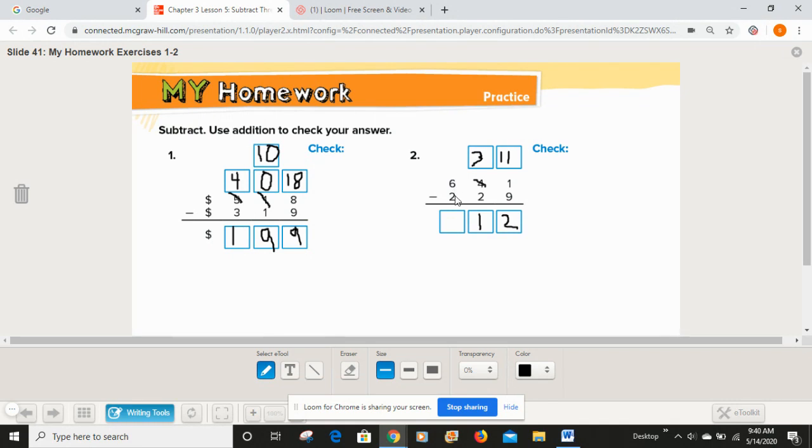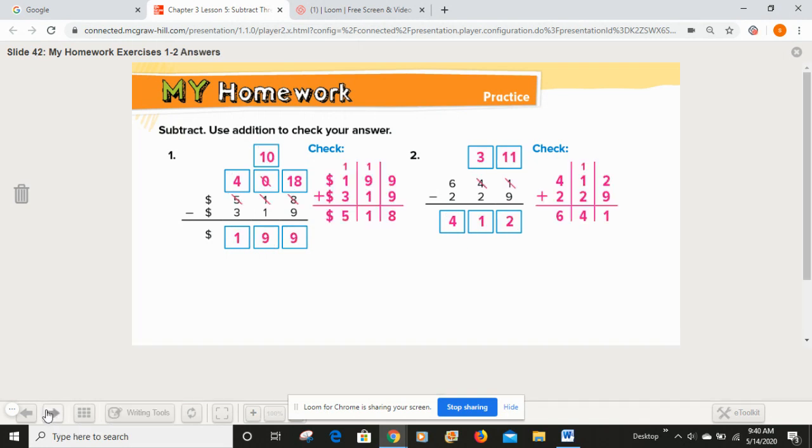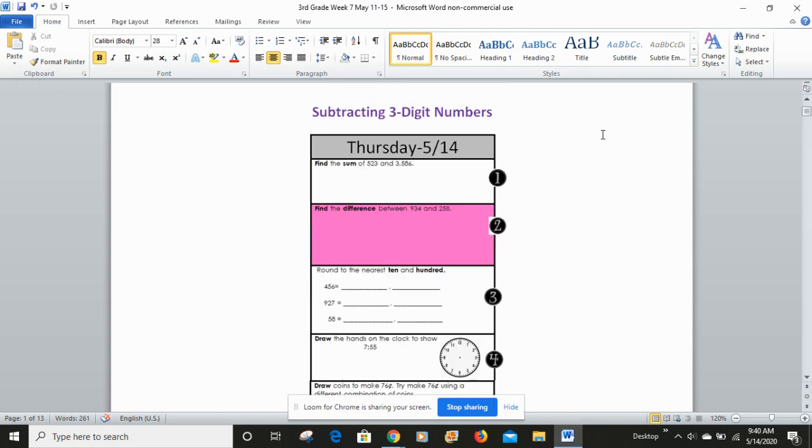And 6 minus 2, can I do that? Yes. And 6 minus 2 is 4. So I've got 412. Let's check to see if we're right. And we are. And you can see the work that they did here was basically the same work that we did when we solved it. So making sure you keep your digits lined up, making sure that you're subtracting correctly, and knowing when to regroup or not regroup. Those are all important things when you're working on your matrix activity for today.